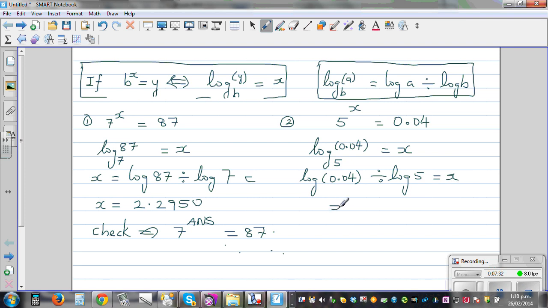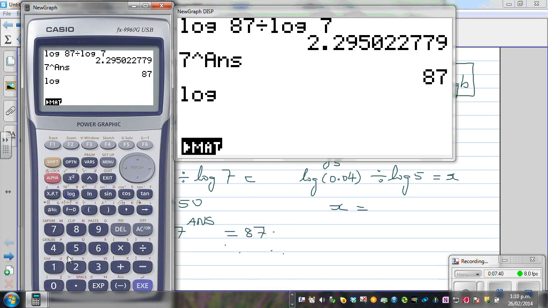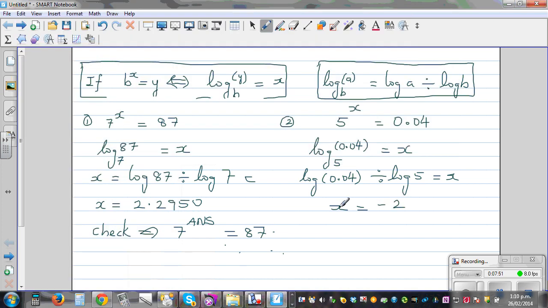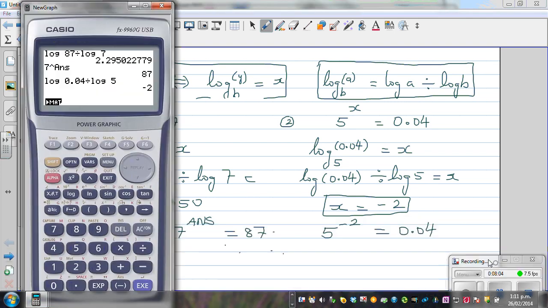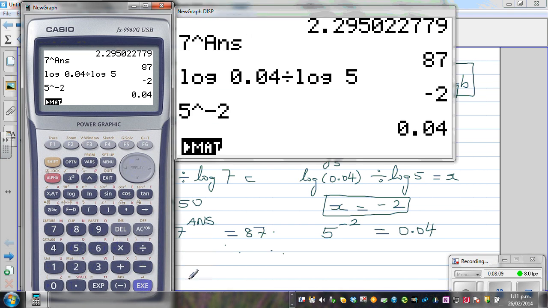So x is equal to, so let's write up to 4 dp. Again, let me get my calculator. So this is log 0.04 divided by log 5, which is negative 2. So the answer is negative 2. So how will we check our answer? Our answer, 5 raised to negative 2, should give you 0.04. So let's check that again. 5 raised to negative 2 equals 0.04.